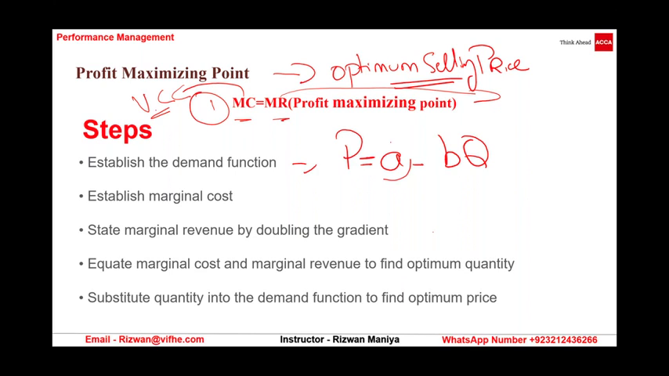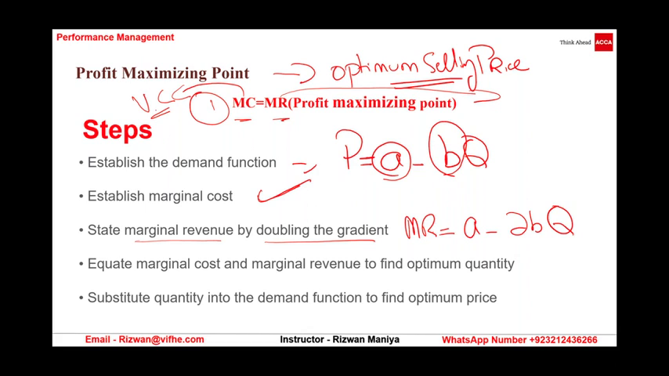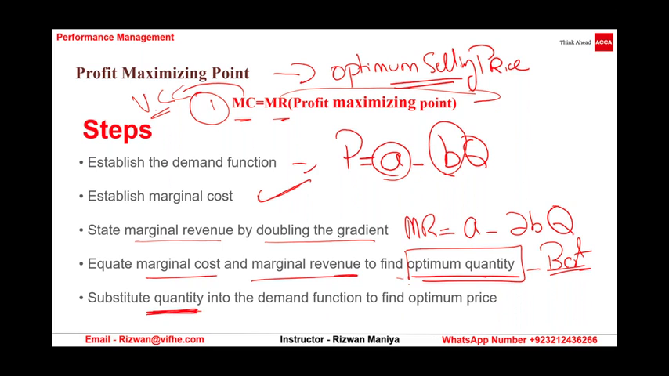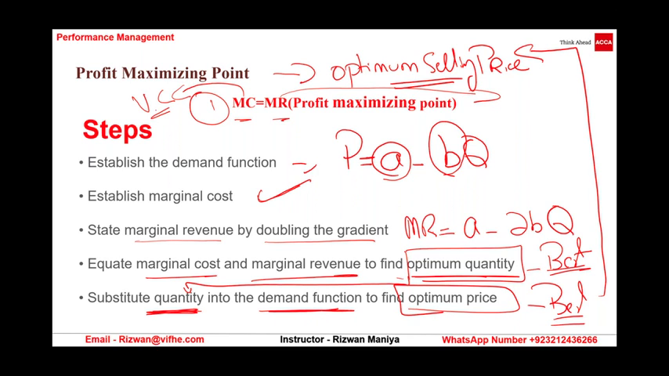So, A, what is A? What is B? Okay? So I'll tell you that. Establish marginal cost, which is variable cost. State marginal revenue by doubling the gradient. Okay? And this is what? MR is equal to A minus 2BQ. Equate marginal cost and marginal revenue to find optimum quantity. Okay? And this is quantity, which means this is the best quantity that will ensure profit maximization, right? Substitute the quantity that you have found out here into the demand function to find the optimum price, which is your best price, and this will ensure your profit maximization. Okay?